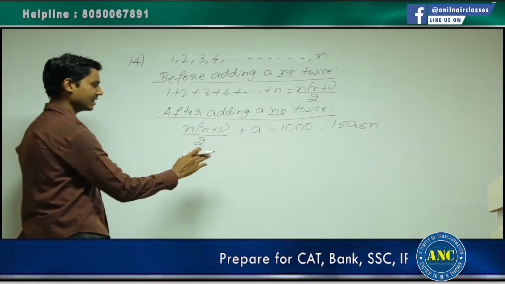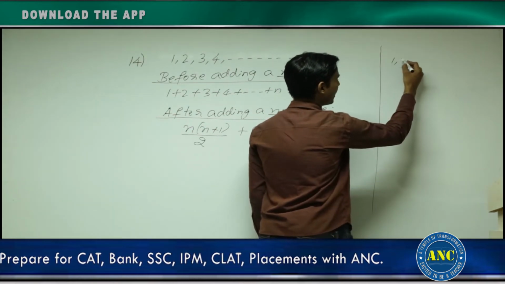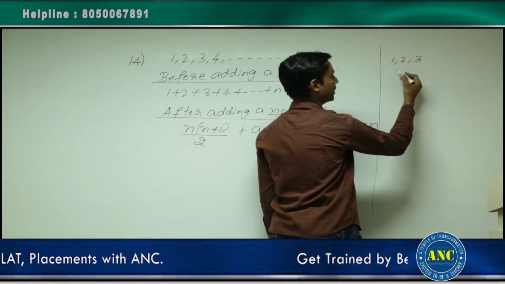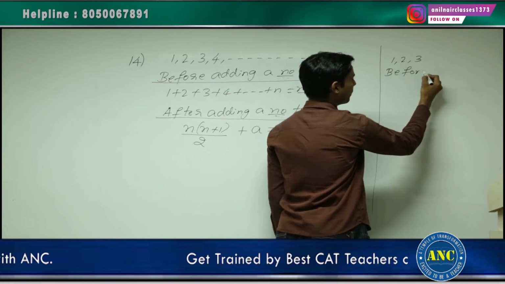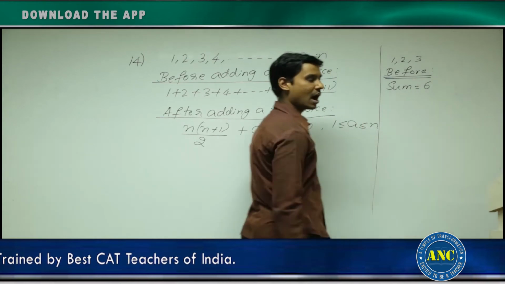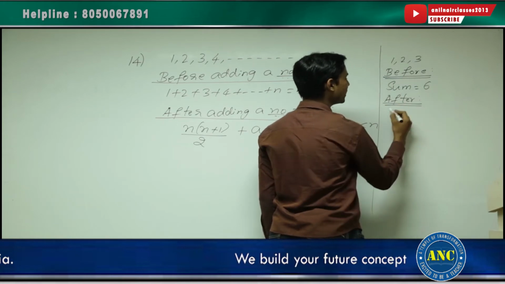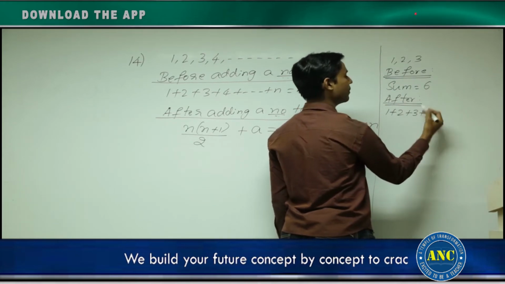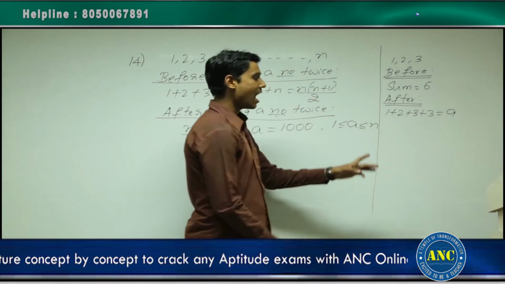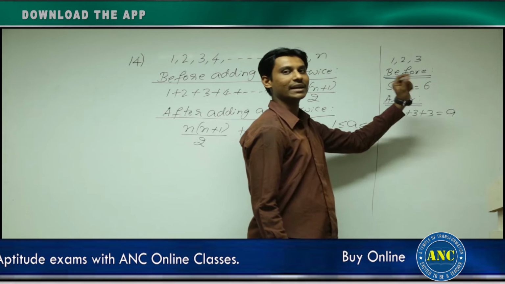Now see here. Listen to this example. Suppose I have a series 1, 2, 3. Before adding the number twice, what is the sum? Before adding the number twice, the sum is 1 plus 2 plus 3, which is 6. Assume that I added 3 twice. I added 3 one more time by mistake. So what is the sum now? The sum is nothing but 9. After adding the number twice, you are getting the sum as 9. Before adding the number twice, you are getting the sum as 6.